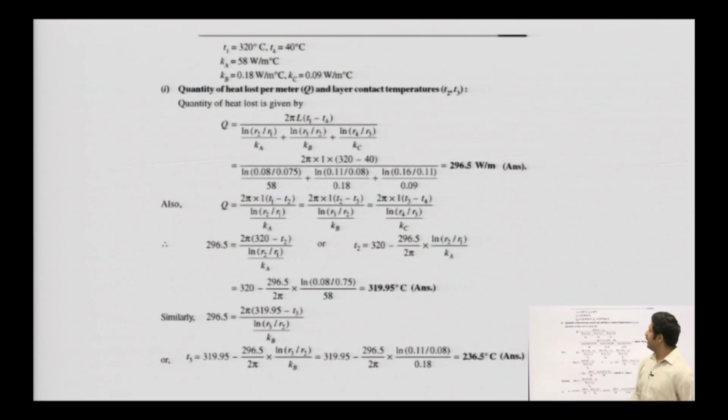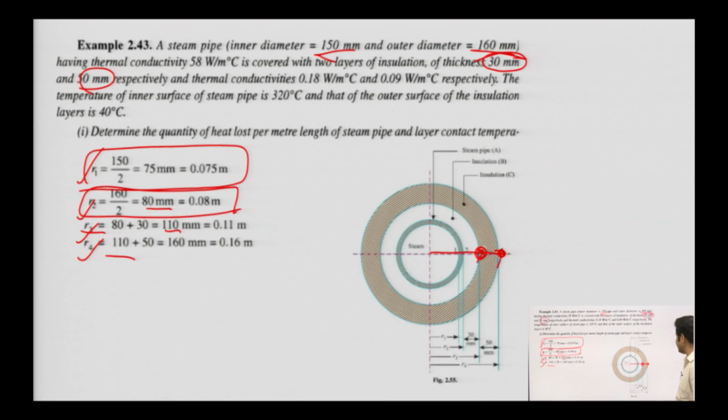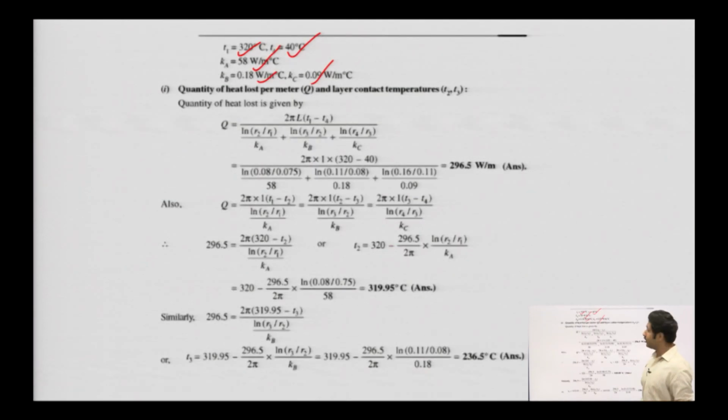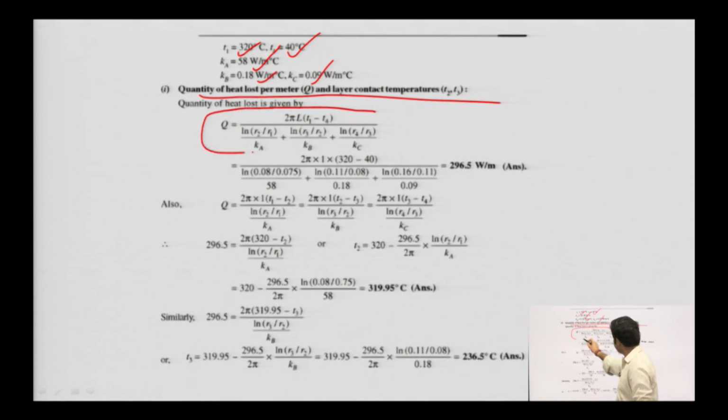Okay, so let's start. Everything is given: T1 is given, T4 is given, and Ka, Kb and Kc are given. Ka is the steam pipe, B is the insulation, and C is the other insulation. So all the thermal conductivities are given. We need the quantity of heat loss per meter, Q, and the layer contact temperatures T2 and T3. I have already told you several times what to do when you need to calculate the layer contact temperature. See, now everything has changed here.